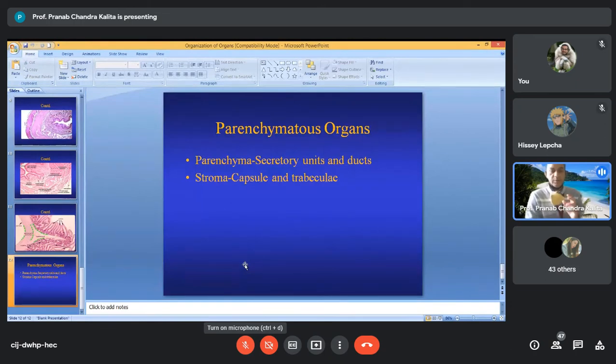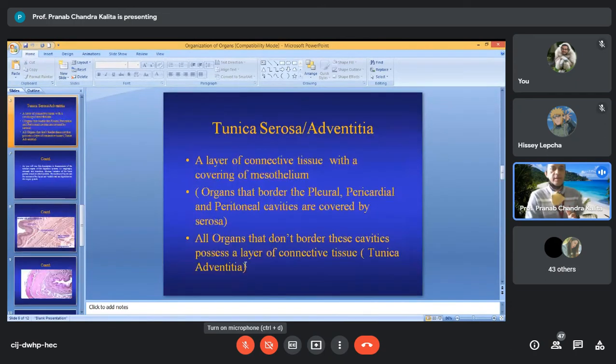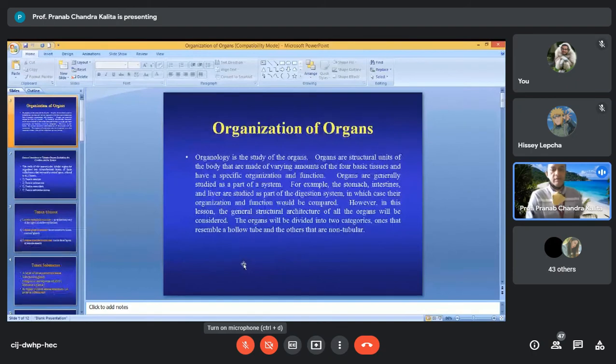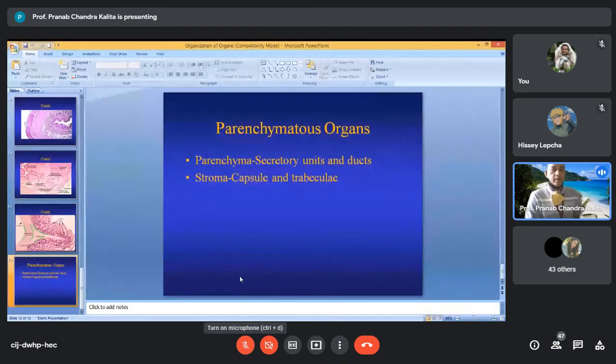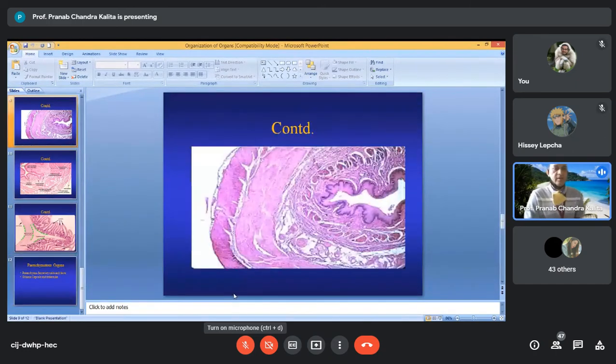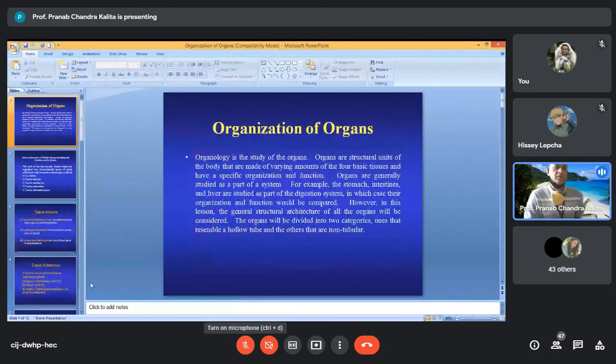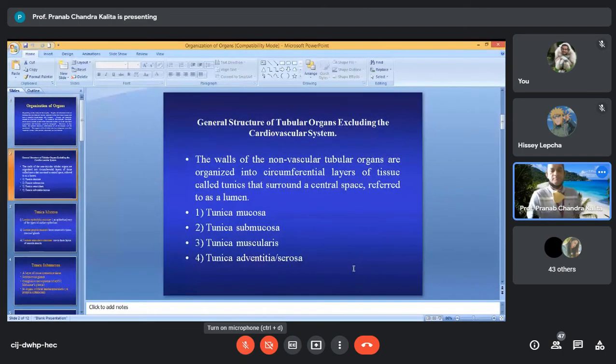That is the tubular organs and the parenchymatous organs. If you have any points, let me know, because this is very important. On the basis of this, the entire systemic histology depends. You have to know it. If it is not clear to you, it will be very difficult to understand systemic histology. If there is any point on the general organization.